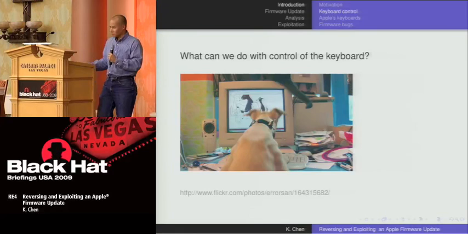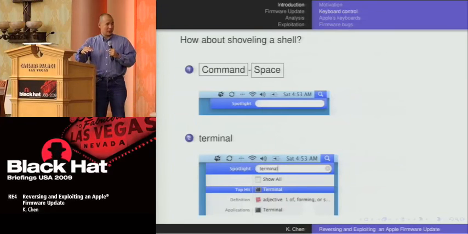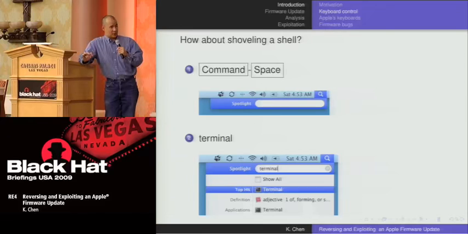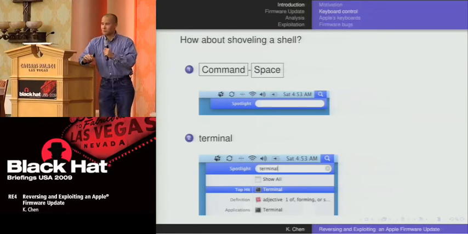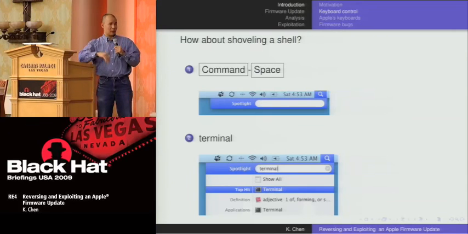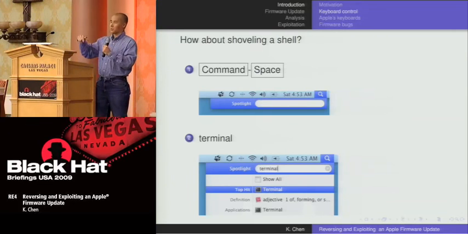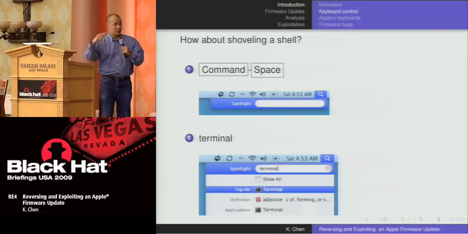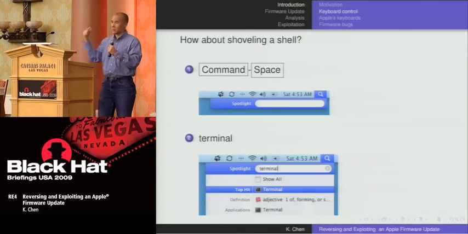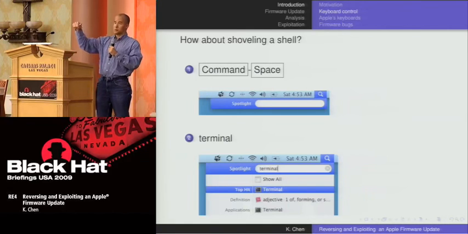One of the things that would be very handy is you can just shovel a shell right back to yourself if you have control of the keyboard. So how do we do that in Mac OS X? By default in Mac OS X, there's this functionality called Spotlight, which allows you to do a search of your whole system. You invoke that by typing command space. Then in the upper right-hand corner, there's a little Spotlight search box, and automatically the focus is in that search box, so whatever you type appears there.